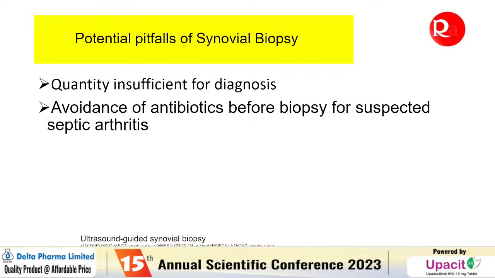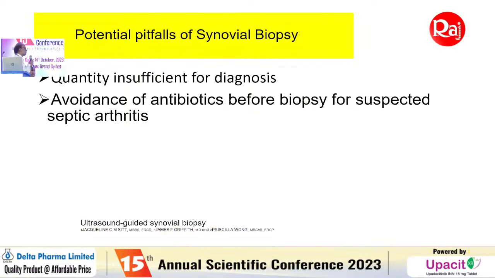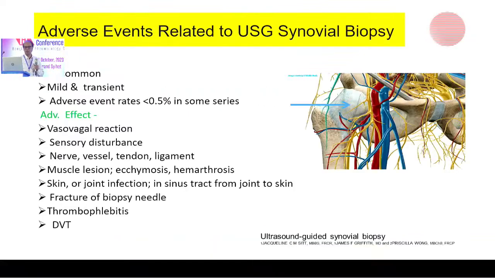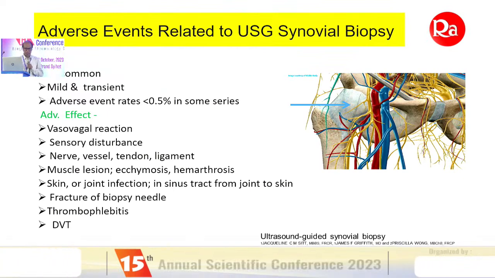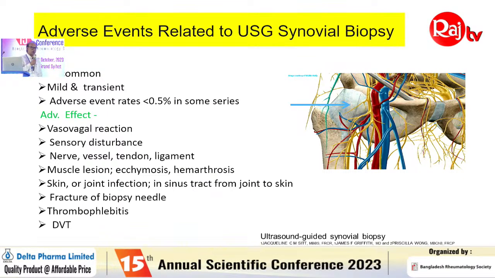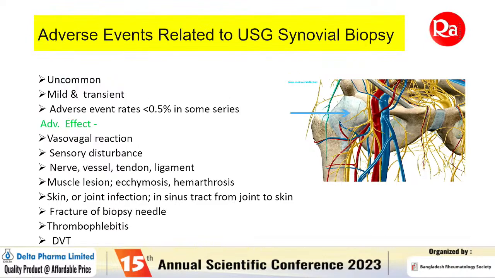Potential pitfalls of synovial biopsy are quantity insufficient for diagnosis and avoidance of antibiotics before biopsy in suspected septic arthritis. These are the adverse effects. Adverse effects depend on local structures: muscle, nerve, vein, artery. If injured, this may cause side effects.